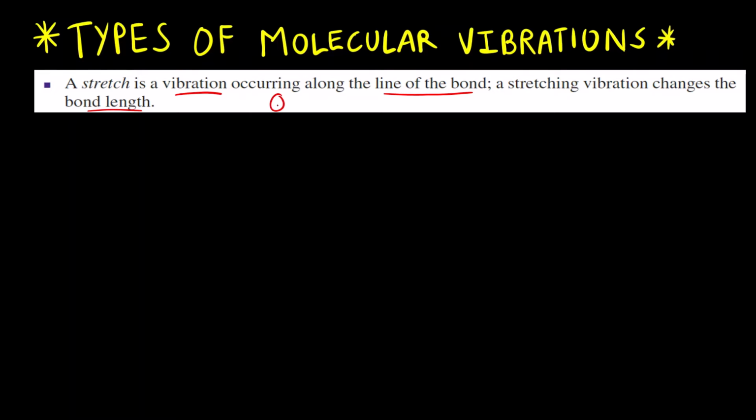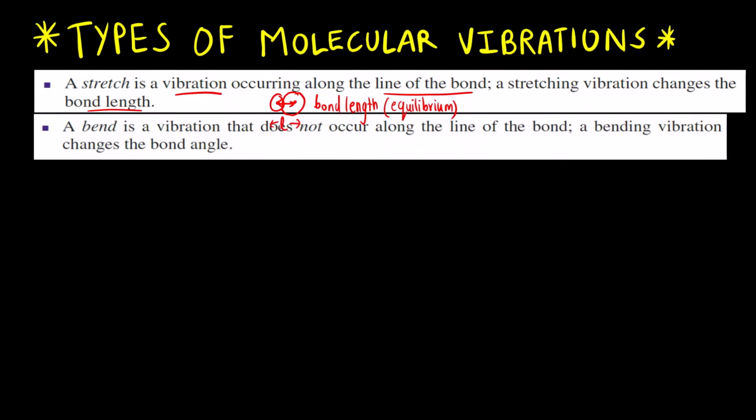What is bond length? Suppose this is a hydrogen atom and there is a chlorine atom. The chlorine atom also has its center, the nucleus. The distance between the centers of the two atoms, let's say L, is the bond length. It is the distance between the nuclei of the two atoms in the equilibrium position. So there is a change in the bond length during a stretching vibration.